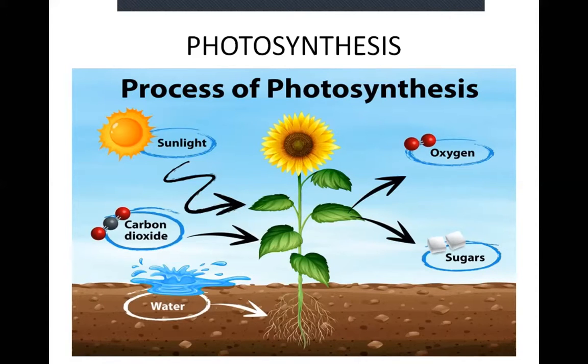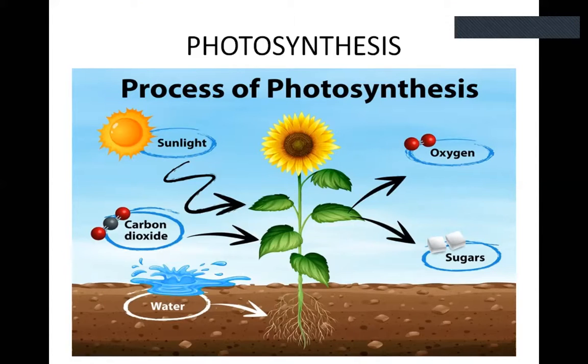Because, ma'am, we want oxygen. Yes, and a clean surrounding. Okay, and what if we don't get oxygen? Ma'am, we will die. Okay, what are the other reasons for planting more trees? Ma'am, food for animals. Because of rain, ma'am. Oxygen, ma'am. For rain.